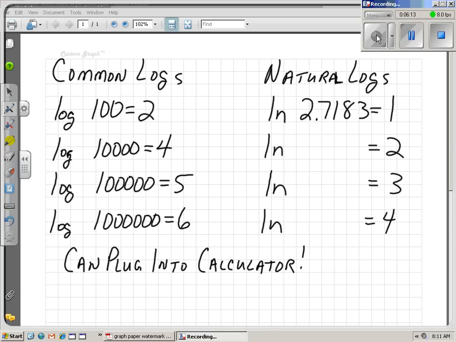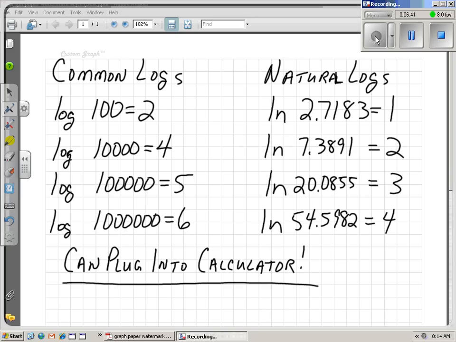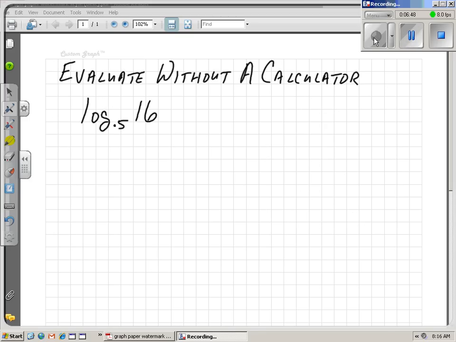All right, pop quiz. See what numbers we would have to take the natural log of to get 2 or 3 or 4. See if you can figure that out. I got natural log 7.3891 equals 2. Natural log 20.0855 equals 3. And natural log 54.5982 will give us 4. What's cool about natural logs, again, we can plug them into the calculator. So find your natural log button, punch in these numbers, and see if you can get them to spit out 1, 2, 3, and 4.